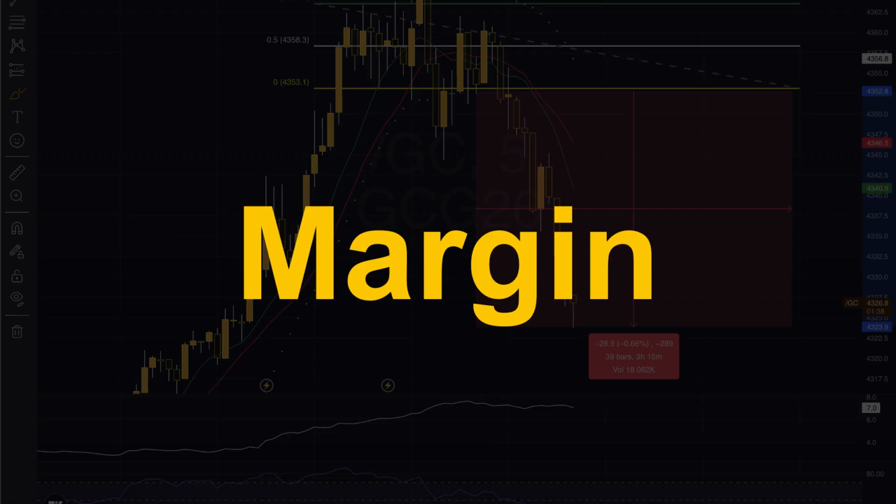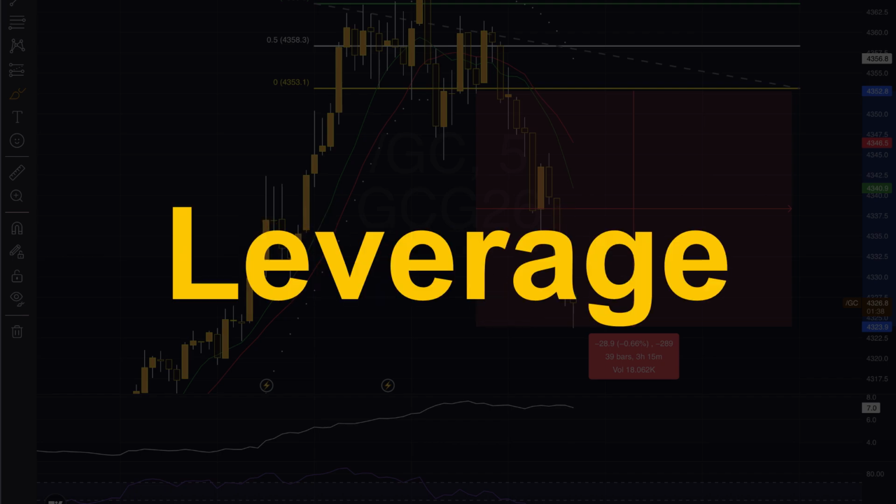Margin. Think of this as a security deposit you give the broker so you can trade. It's not the full cost of the gold, it's just the cash you need to keep in your account to hold the position. Leverage. This is the superpower of futures that lets you control a lot of gold with a little bit of money. It's great for profits.